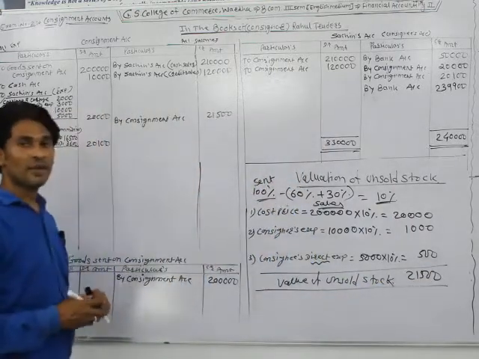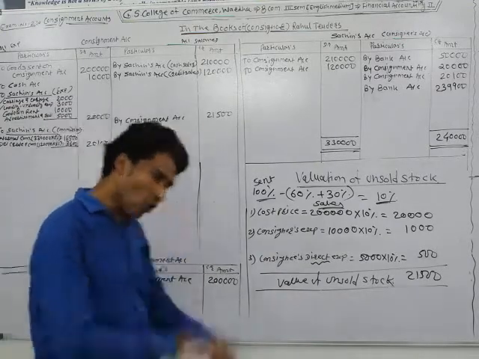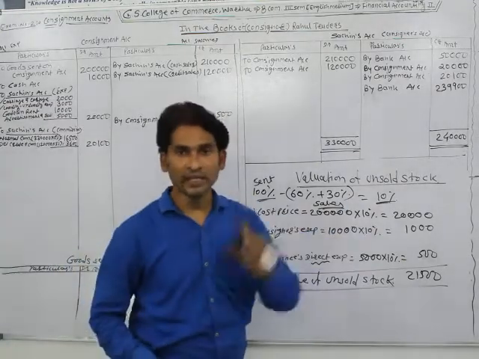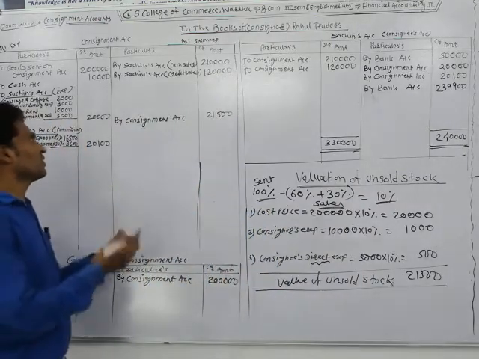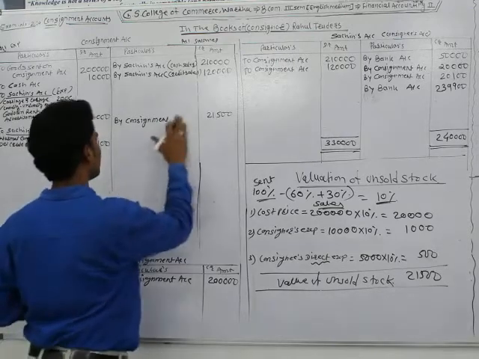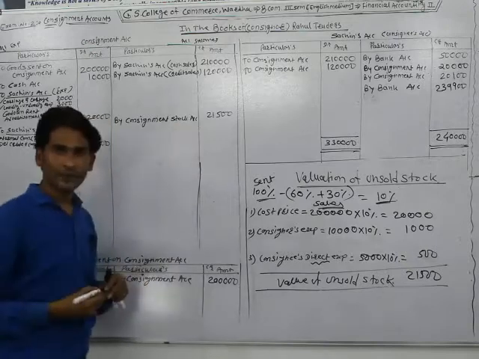It's known as consignment stock. It's also called unsold stock. It's also called stock with consignee. You just take any one name. Now I am using consignment stock account.